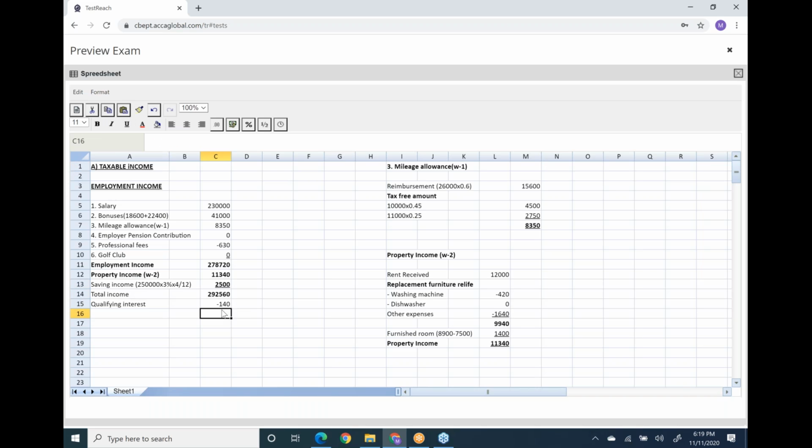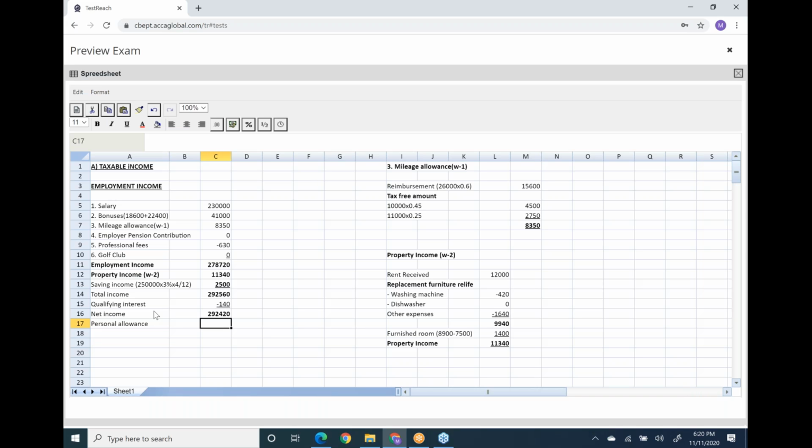Okay, so here you have net income. When you deduct qualifying interest from total income, you get net income. Now a very quick thing I'm going to tell you: net income is what we take as the starting point to calculate ANI. In this question there are no gift aid donations and no gross PPC. That's why your net income and your ANI are the same thing. So your ANI is 292,420.